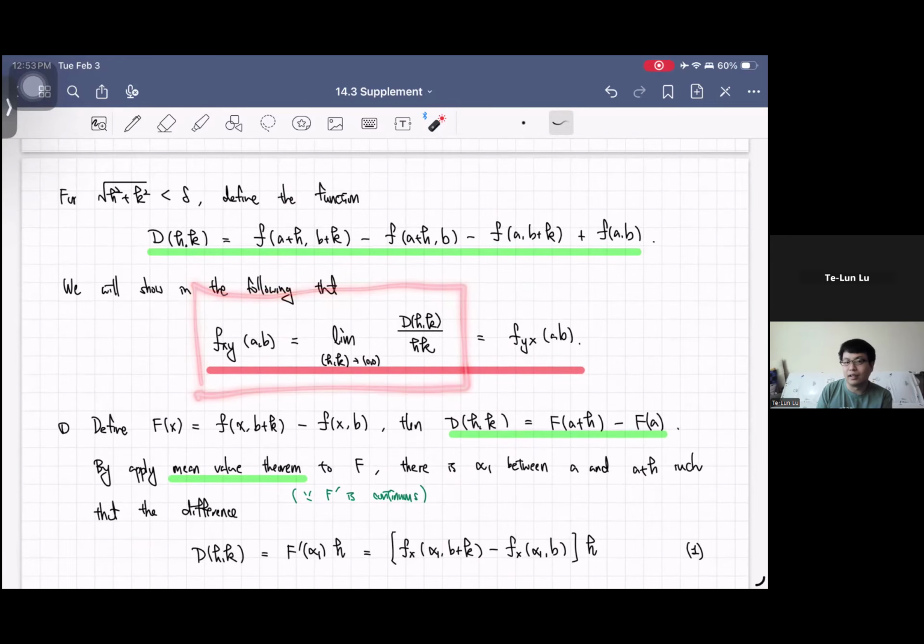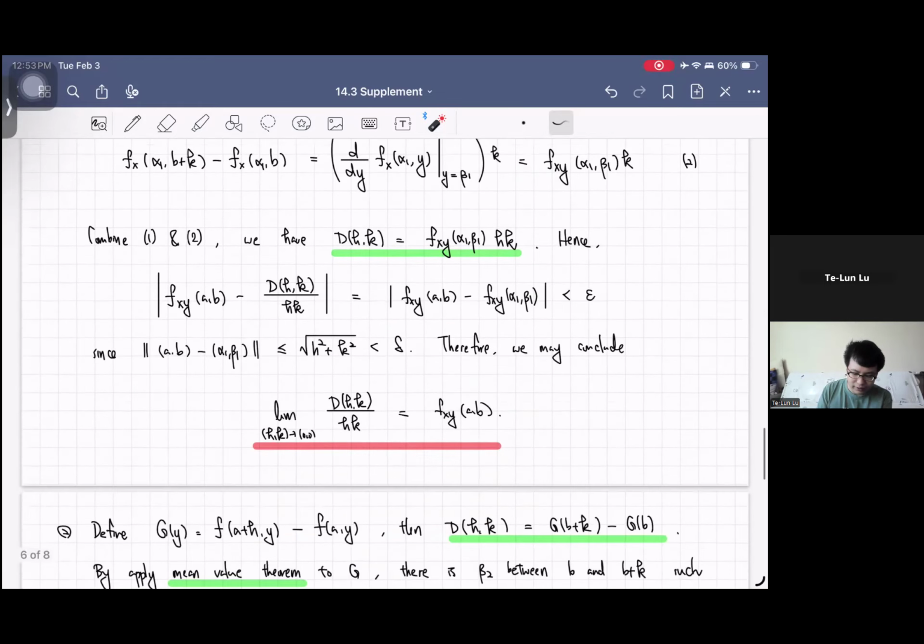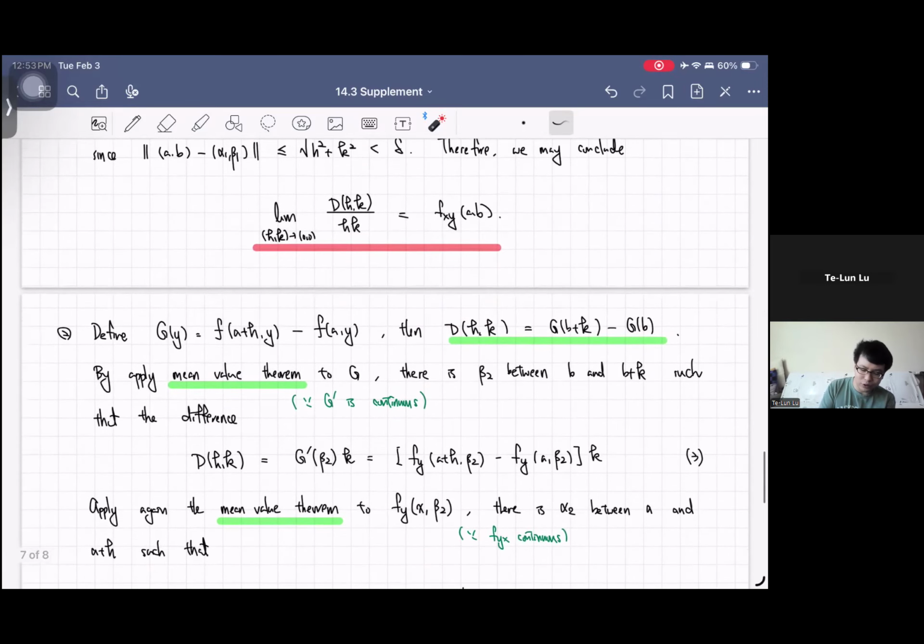And you might guess that the other side is just a symmetrical argument, which is precisely true. So in this case, we evaluate y first. We set g(y) to be f(a plus h, y) minus f(a, y), with which you can get the same type of representation, that d_hk is given by g(b plus k) minus g(b).